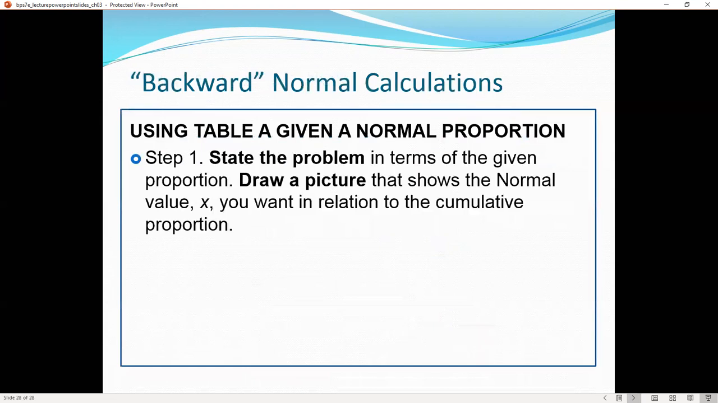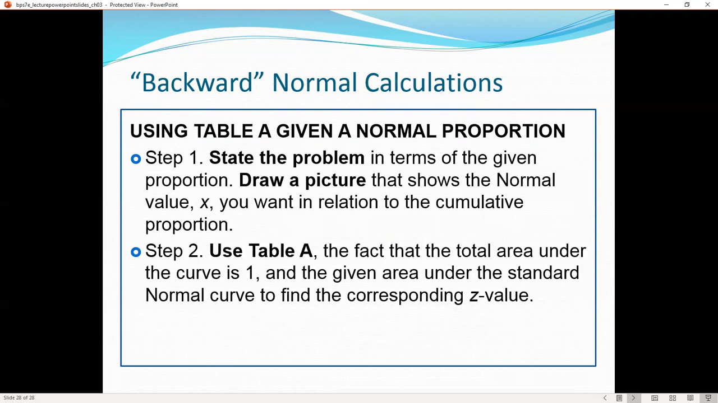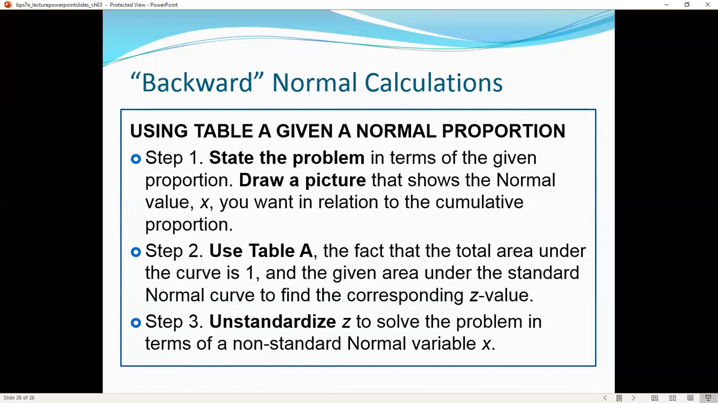Backward normal calculations using Table A, given a normal proportion. Step 1, we state the problem in terms of the given proportion. We draw a picture that shows the normal value x you want in relation to the cumulative proportion. Step 2, use Table A. The fact that the total area under the curve is 1 and the given area under the standard normal curve to find the corresponding z value. And step 3, unstandardize. Unstandardize z to solve the problem in terms of a non-standard normal variable x.